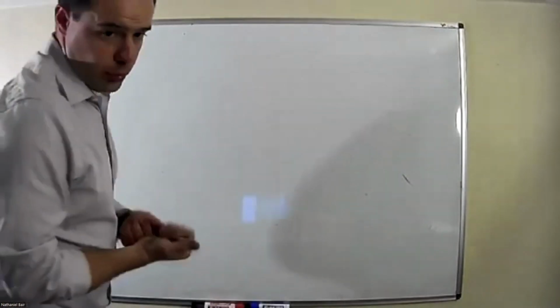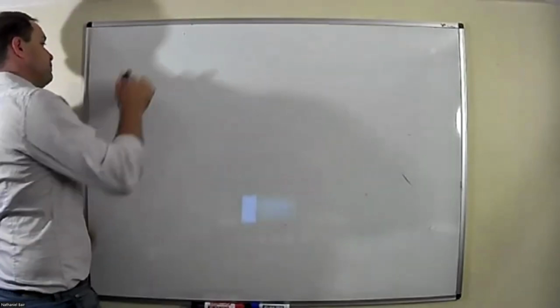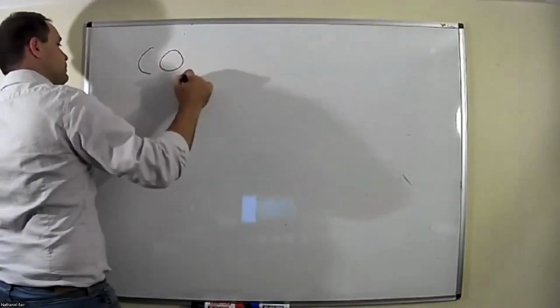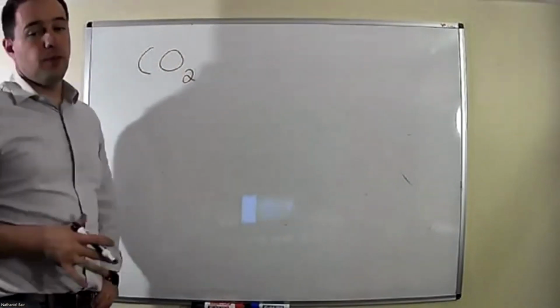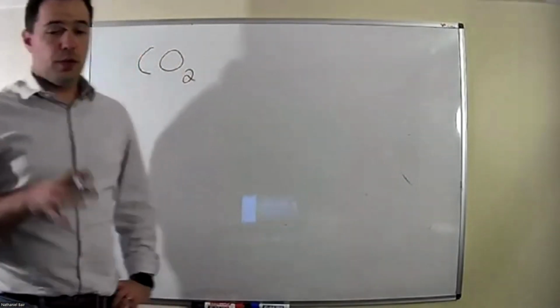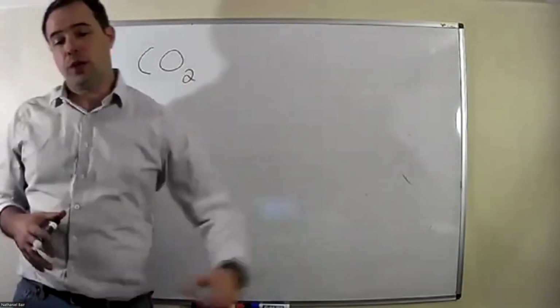So let's try CO2 first. Before we can figure out its shape in 3 dimensions, we have to draw its Lewis structure. So I want you to take a second and try to draw the Lewis structure for CO2.